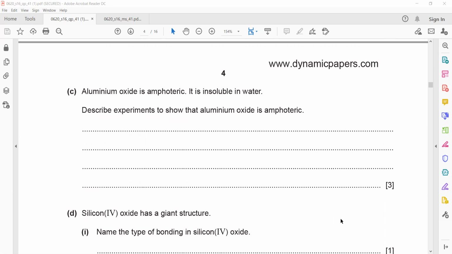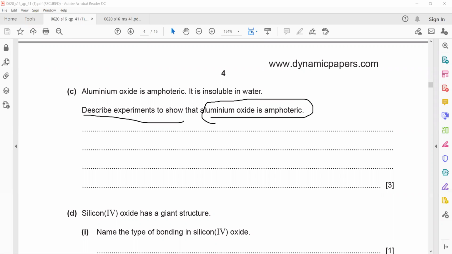Aluminum oxide is amphoteric and it is insoluble in water. Describe an experiment to show it is amphoteric. What should we do to show aluminum oxide is amphoteric? Amphoteric means it can react with both acid and alkali. Metal plus water gives metal hydroxide plus hydrogen, not metal oxide, metal hydroxide. Yeah, that's correct. Test with acid and test with alkali.